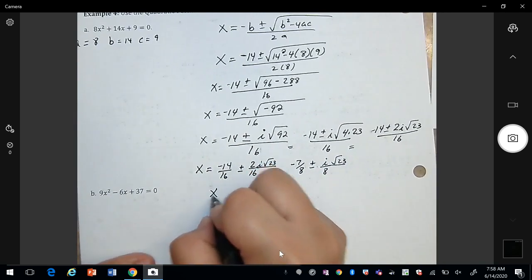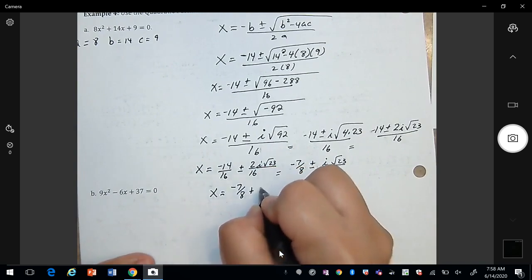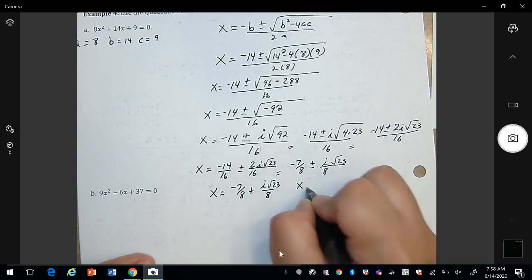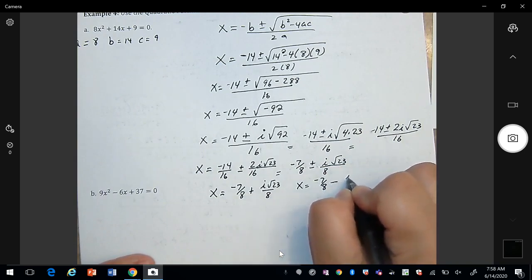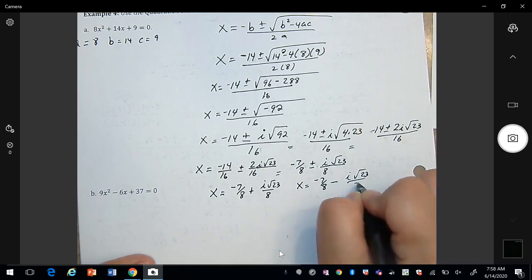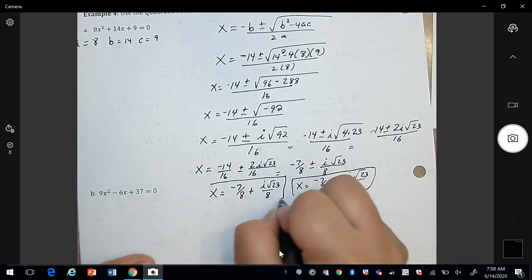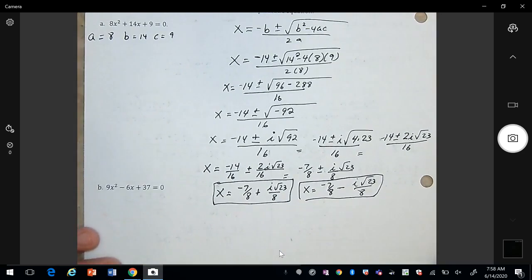Okay, so my answers are x equals negative 7/8 plus i square root of 23 divided by 8. That's one answer. And the second answer is negative 7/8 minus i square root of 23 divided by 8. Yep, so these are my two answers.